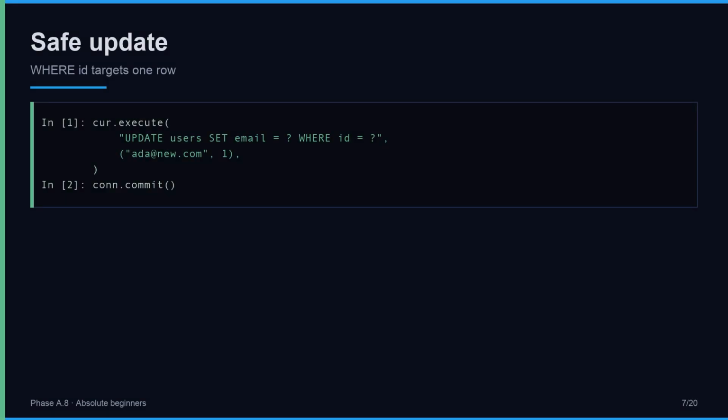Here is the safe update with a where clause. Update users set email to a new value where id equals 1. Only Ada's row changes. Grace is untouched. We use question marks for the values, the same parameter trick you learned for insert. It keeps you safe from injection and it keeps the SQL readable. After update, always call con.commit to make the change permanent. One row, not all rows.